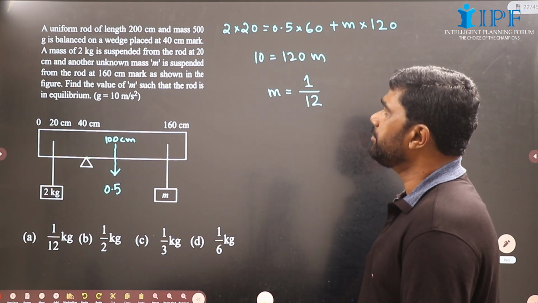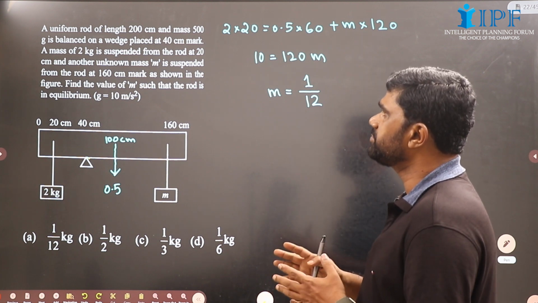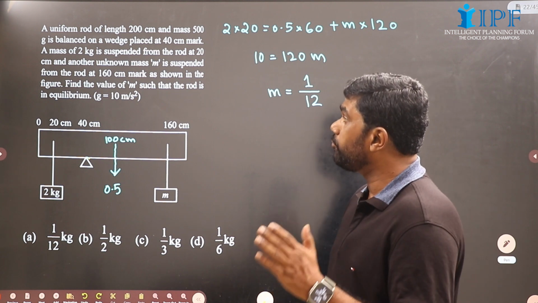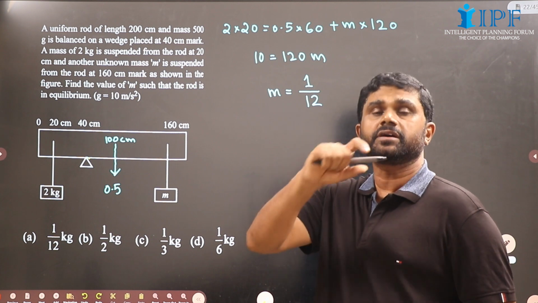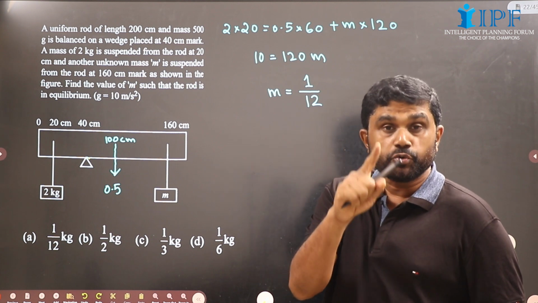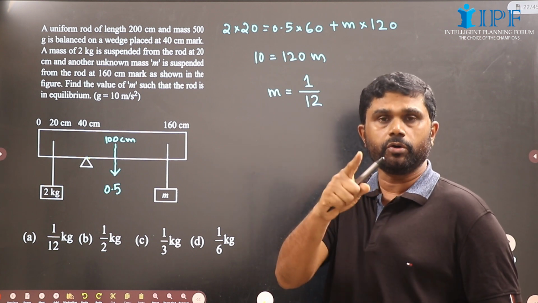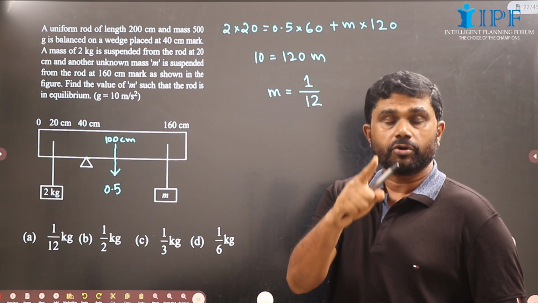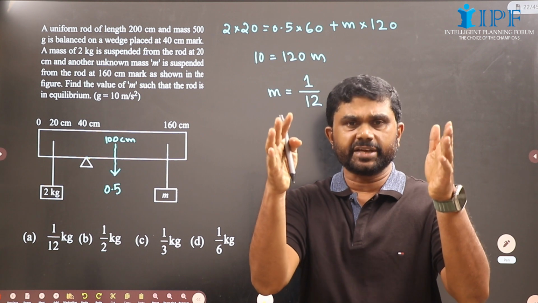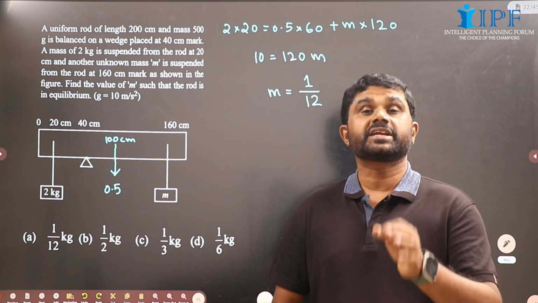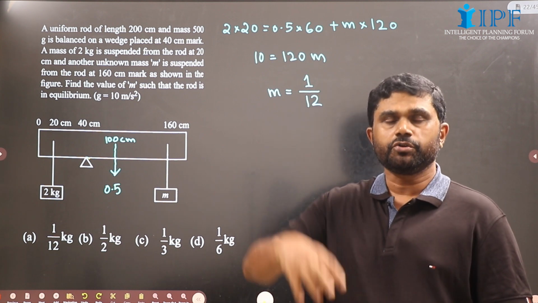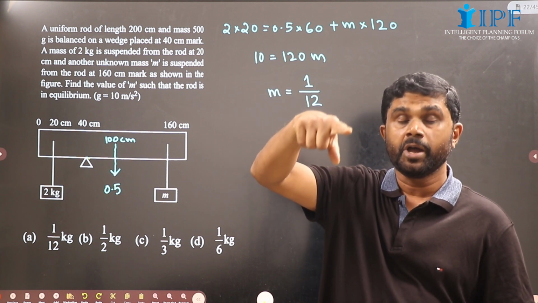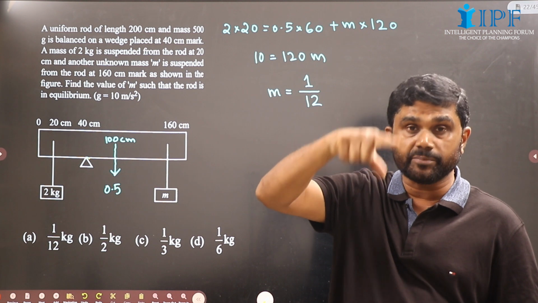A uniform rod of length 200 centimeter and mass 500 gram is balanced on a wedge at 40 centimeter mark. See, the rod is uniform and it is of 200 centimeter length. So as the rod is uniform, its center of mass or center of gravity will be at its geometrical center, means at 100 centimeter mark. So the weight of the rod, that is 500 gram or 0.5 kilogram, will be acting through 100 centimeter mark.